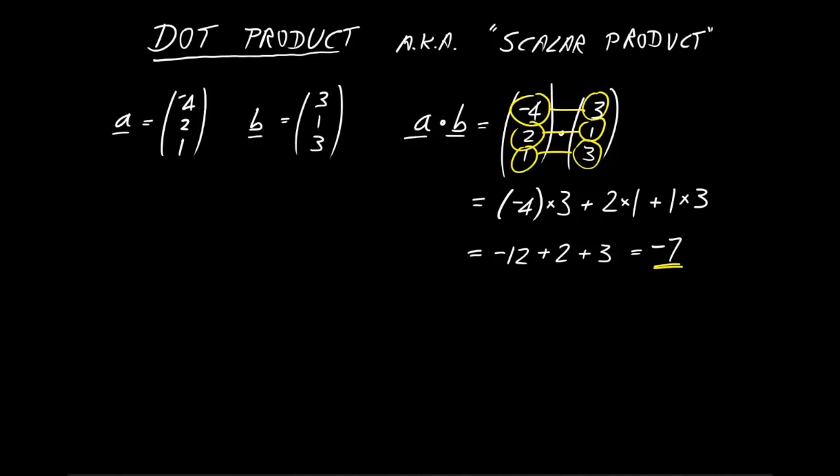Pretty straightforward. And of course, as you can see, it can be a minus number. It can be 0. It can be a positive number. But it's a simple, pure number. Okay, so now let's see what happens if we do the dot product of a vector with itself.